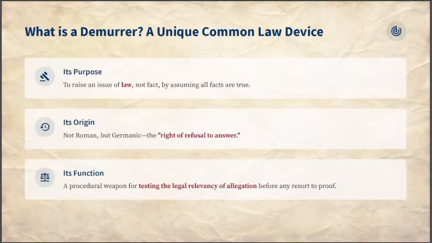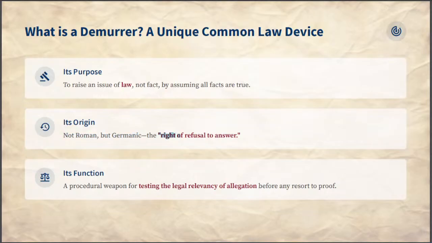So as we've been going through pleadings, we've come across the term demurrer. So what is a demurrer? It's a unique common law device. Its purpose is to raise an issue of law, not fact, by assuming all facts are true. So it's a way of logically determining if there is a conclusion of law that could be determined even if the facts were true. Its origin is not Roman, but Germanic.